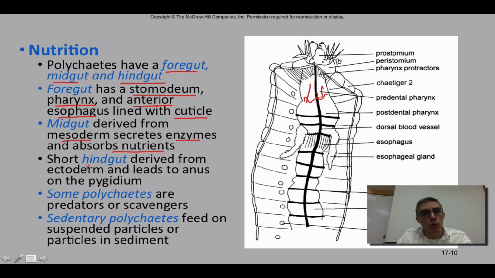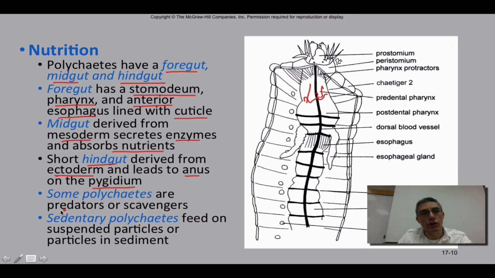Now it has a very short hindgut. This is going to be derived from the ectoderm of the tissue layers that are found in this animal, and it's going to lead to the anus and to the pygidium that we had talked about earlier on in the screencast. Remember, the pygidium is where you're going to find the anus of the worm.